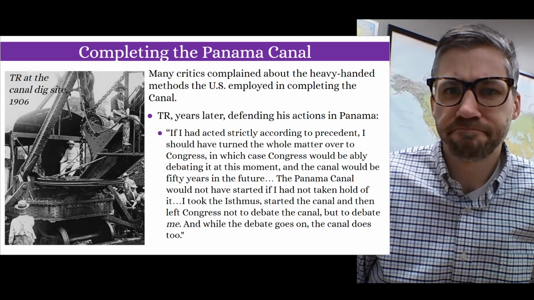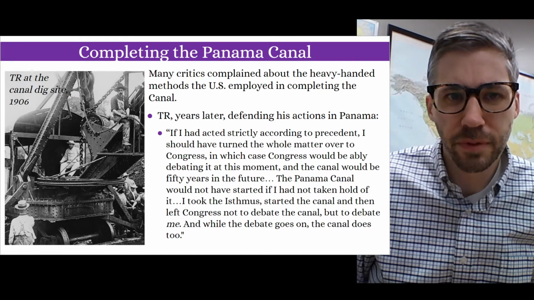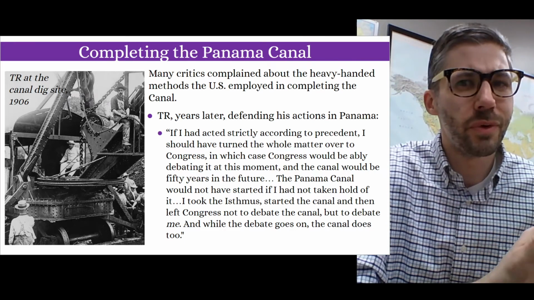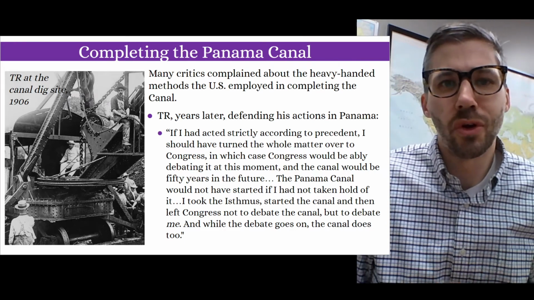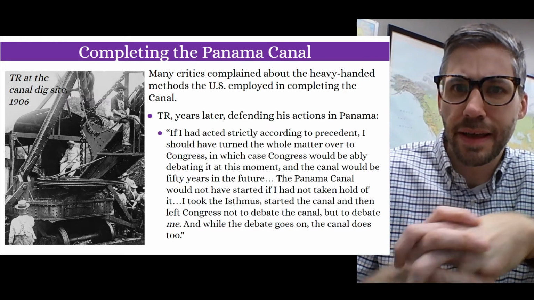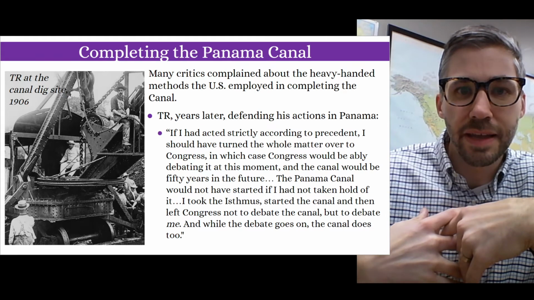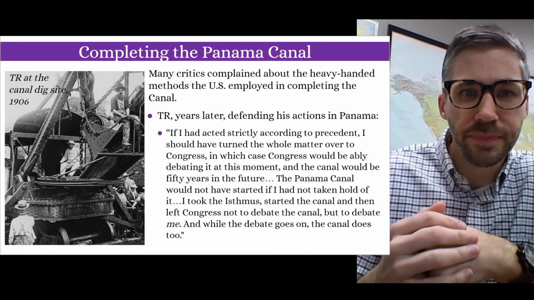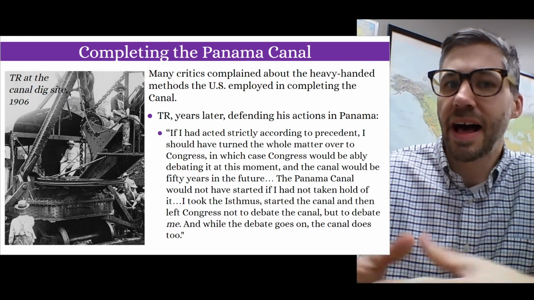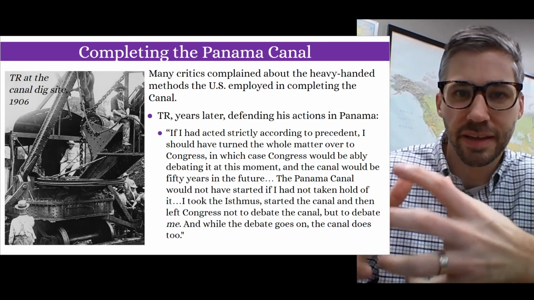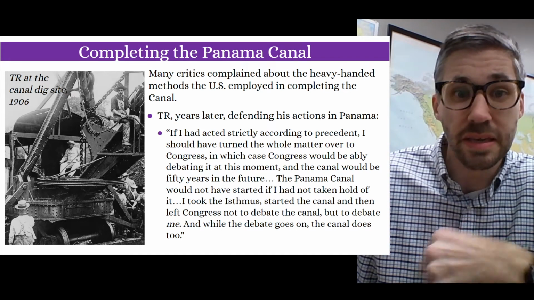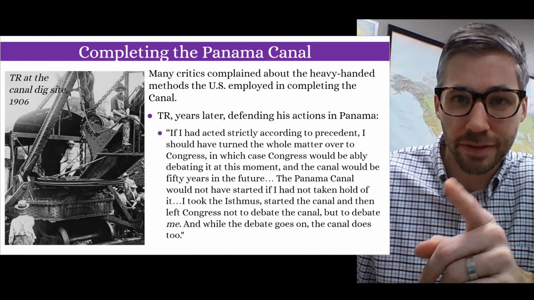And Roosevelt, in his autobiography, wrote this. He said, if I had acted strictly according to precedent, so if I had just done what other presidents did, I should have turned the whole matter over to Congress, in which Congress would be ably debating it at this moment, years later. And the canal would be 50 years in the future. The Panama Canal would not have started if I had not taken hold of it. I took the isthmus. I started the canal, and then I left Congress not to debate the canal, but to debate me. And while the debate goes on, the canal does too.